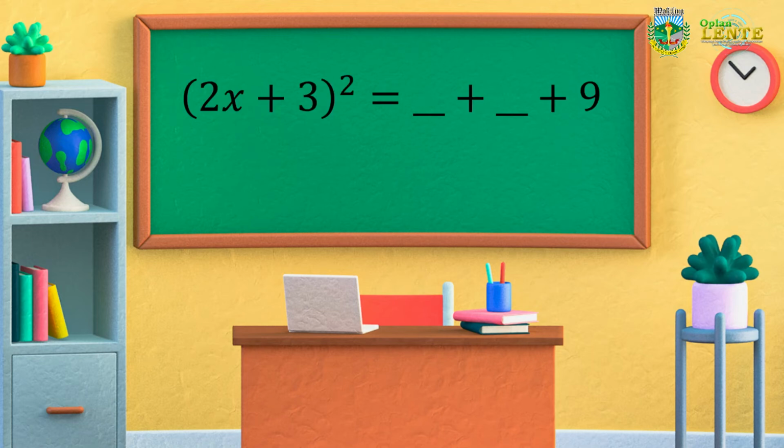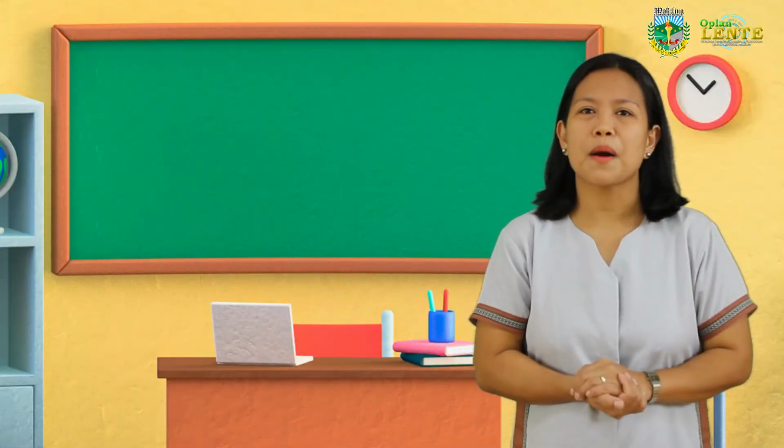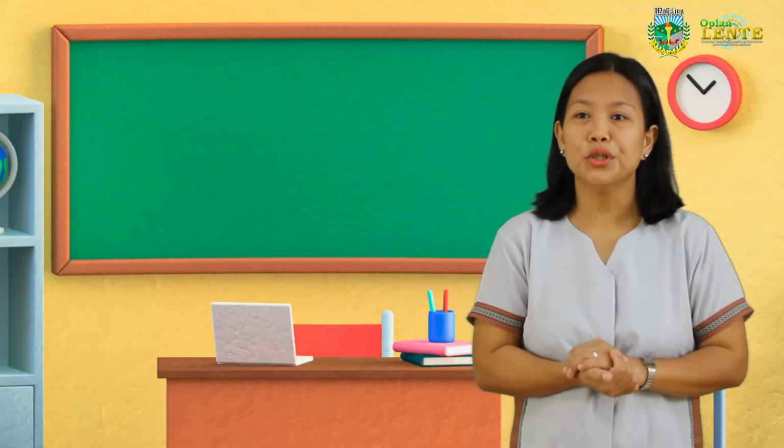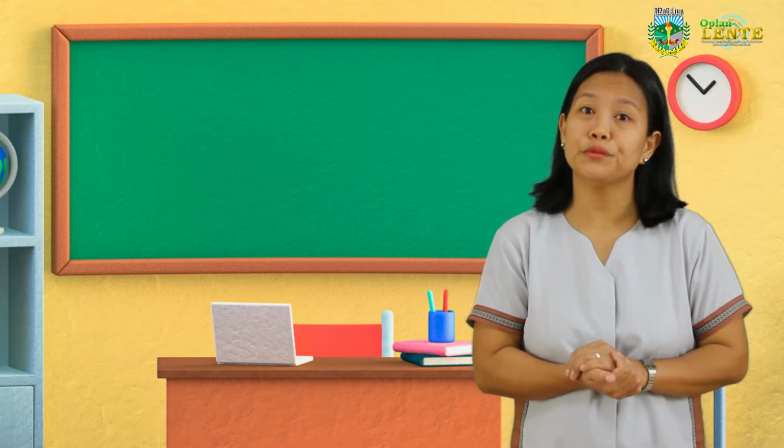Number 3. The square of the quantity of 2x plus 3 equals blank plus 9. Applying again the steps in finding the square of a binomial, the square of this binomial is 4x squared plus 12x plus 9. I hope we get the same answer. With all the examples given to you, do you now know how to find the square of a binomial and the product of two binomials?